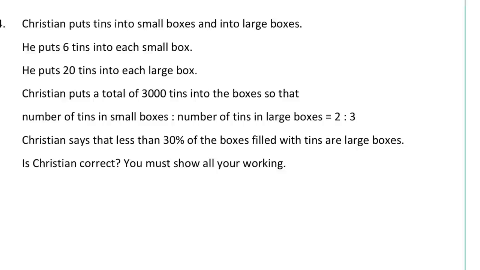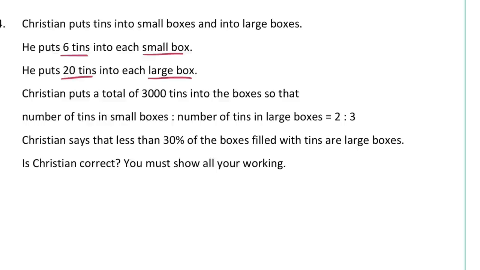He puts 6 tins into each small box and he puts 20 tins into each large box. Okay, so 6 tins in a small box, 20 tins in a large box. Christian puts a total of 3,000 tins into the boxes so that the number of tins in small boxes to the number of tins in large boxes is 2 to 3. Christian says that less than 30% of the boxes filled with tins are large boxes. Is Christian correct? You must show your working.